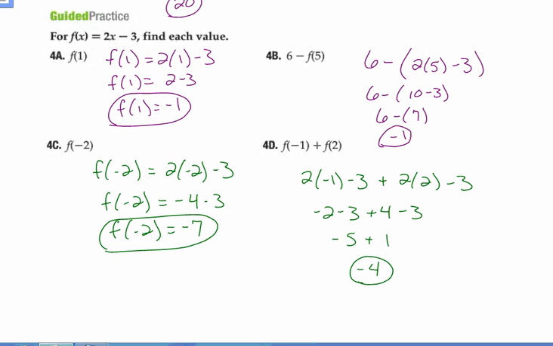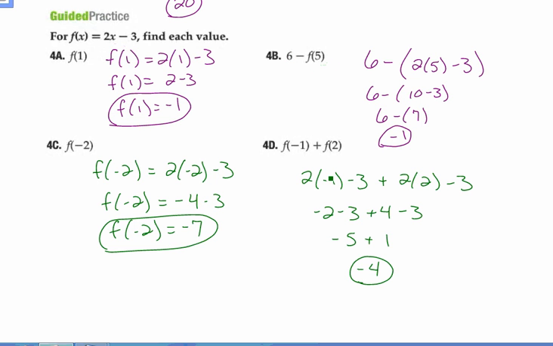It said that we were supposed to take 6 and subtract the function when f was 5. So we had to go ahead and plug that in there, have 10 minus 3, keep bringing that down all the way to negative 1. Again, read the problem, say it as a sentence. What am I supposed to do? I'm supposed to take 6 and subtract whatever the answer of f of 5 is.